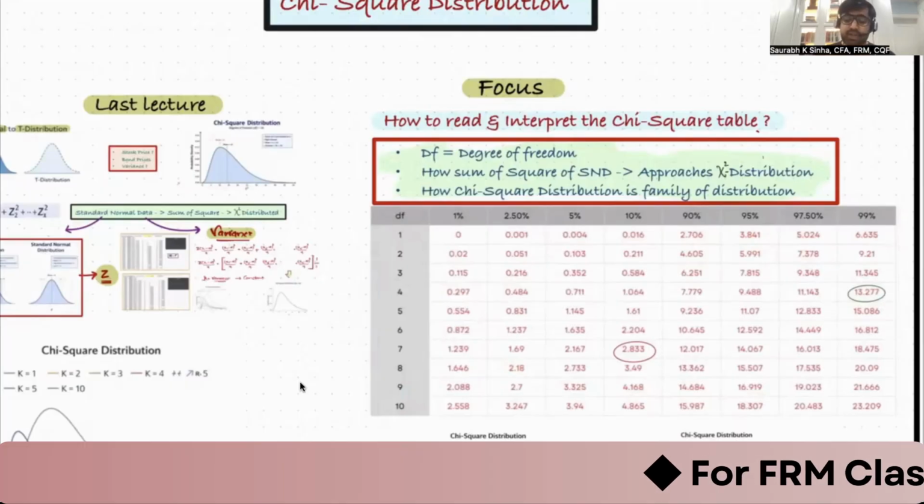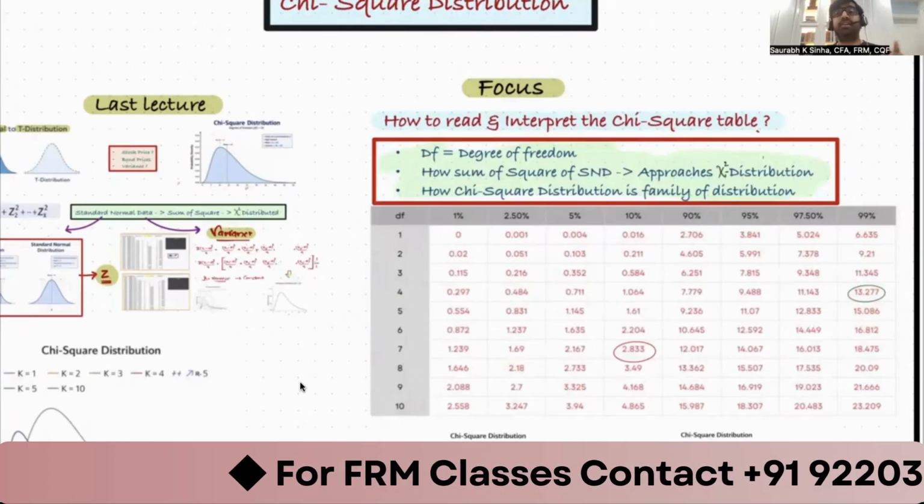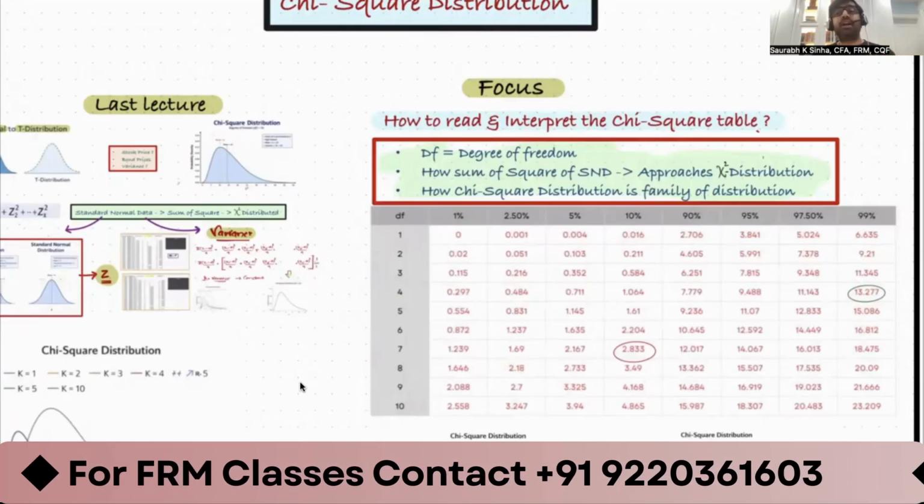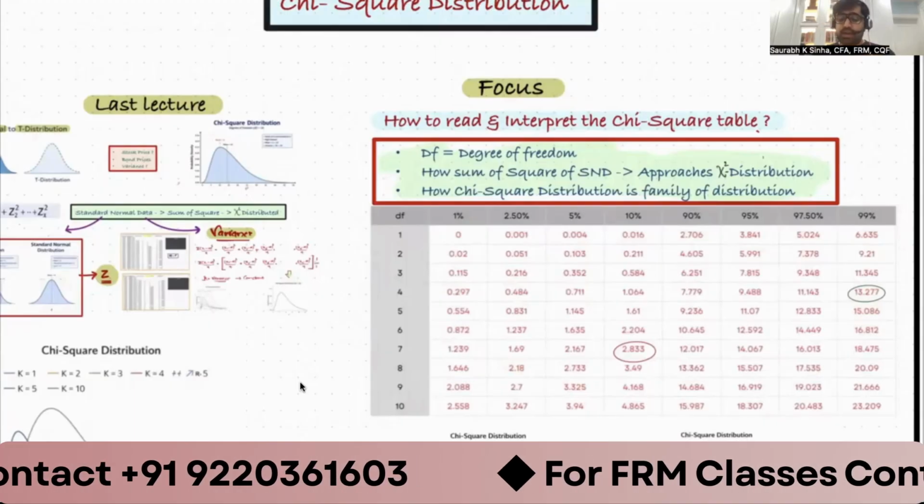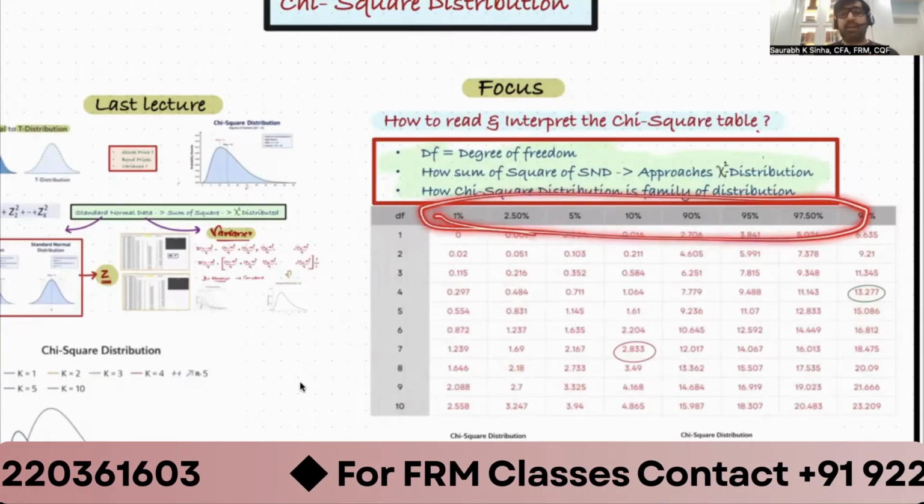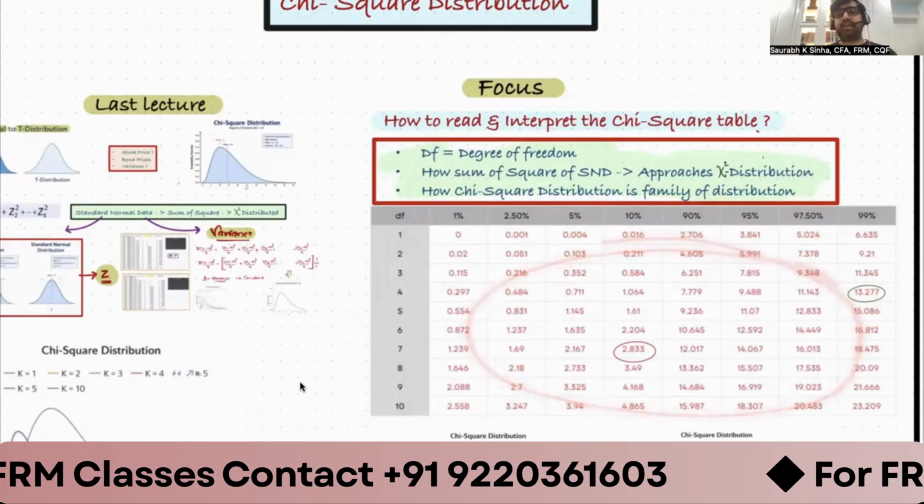We understood the interpretation of degree of freedom. Here the degree of freedom is not n minus 1. Here the degree of freedom is the number of standard normal variables we are playing with. This is the area on the left-hand side of the point, and these are the points on the x-axis.